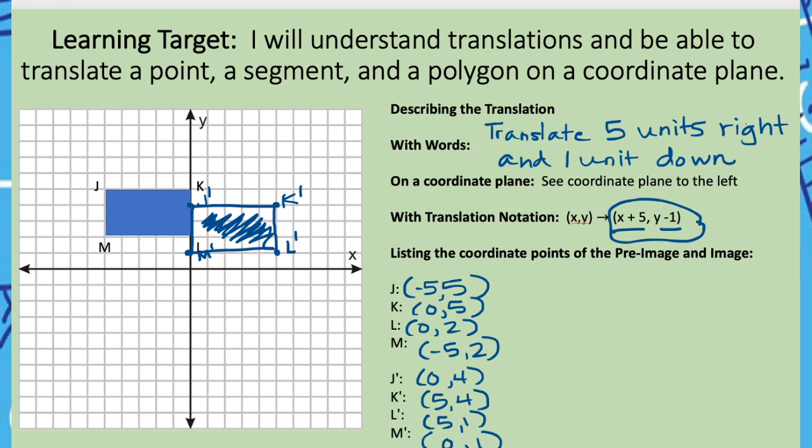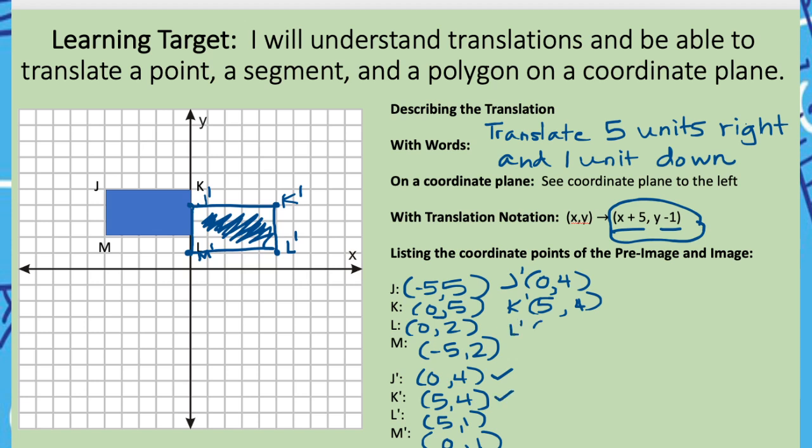So if I add 5 to -5 in J, I would get 0. And if I subtract 1 from 5, I get 4. So J prime is at (0, 4), and that checks with what I did on my coordinate plane. K is at (0, 5). So I'm going to start with the 0 here, and I'm going to add 5. So that should be 5. And then 5 minus 1 is 4. So K prime is at (5, 4), and that one also checks.